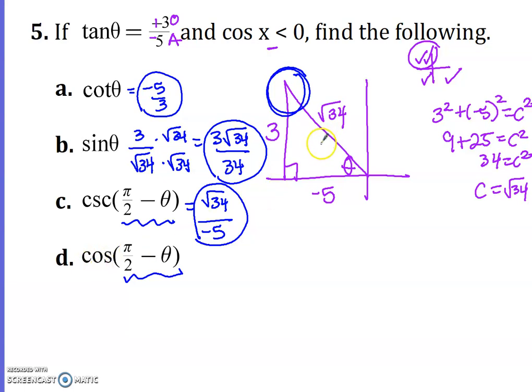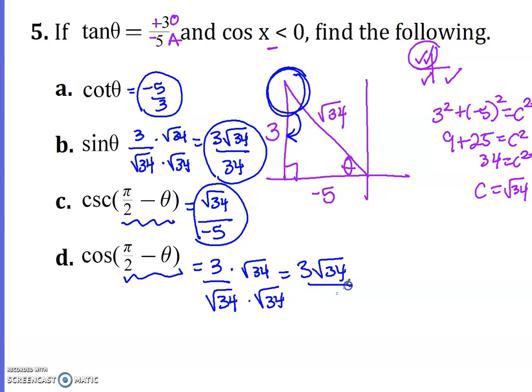Cosine of the complement, well, cosine is adjacent. The adjacent side to that is 3 over my hypotenuse, which is root 34. So I have to rationalize the denominator. And there's our answer.